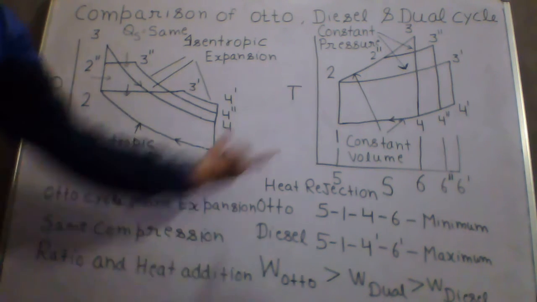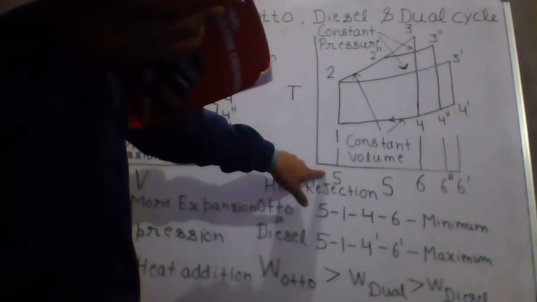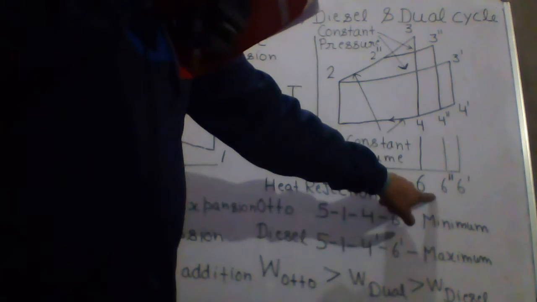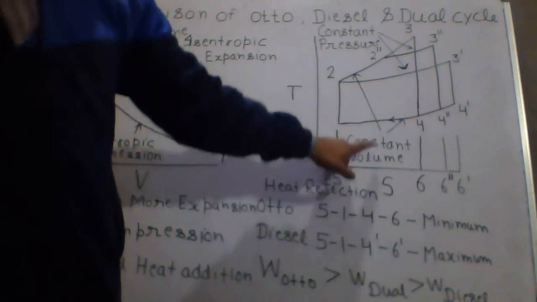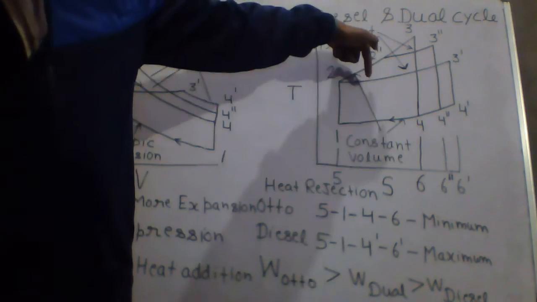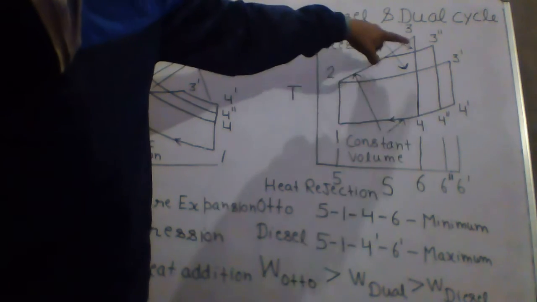Now heat addition is same. We will see in the TS diagram. You can see in the TS diagram area 5, 2, 3, 6 is equal to area 5, 2, 3 dash, 6 dash is equal to area 5, 2, 2 double dash, 3 double dash and 6 double dash. So heat addition is same, amount of heat supplied is same. We are not talking about heat rejection, we are talking about heat addition. In these three cycles, heat supplied is same.